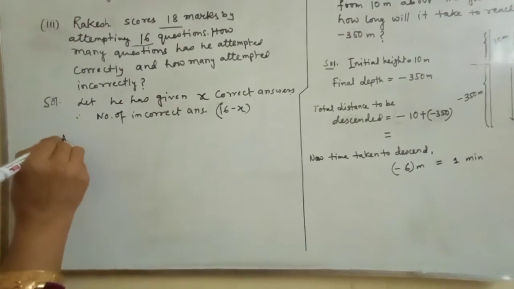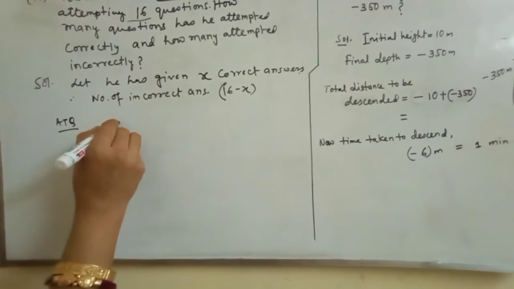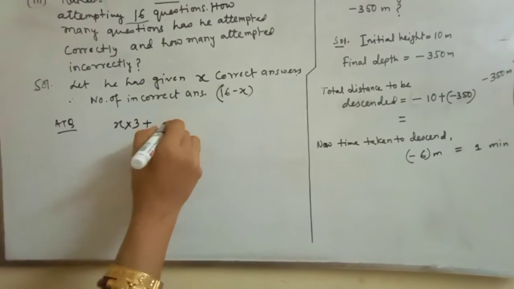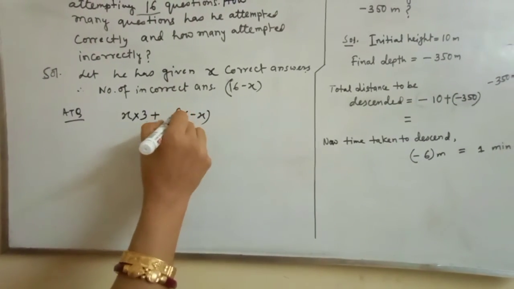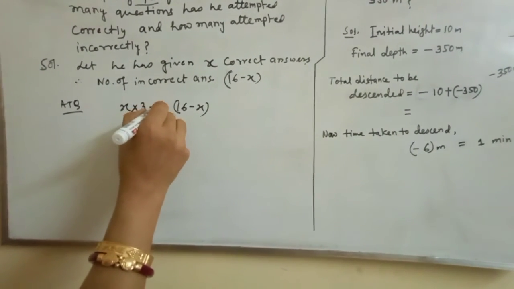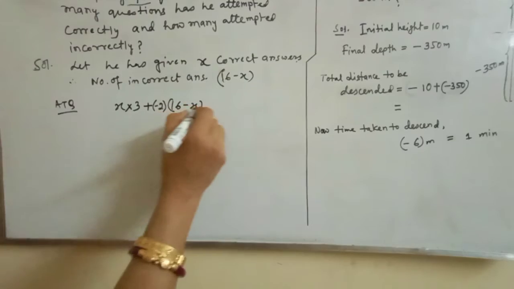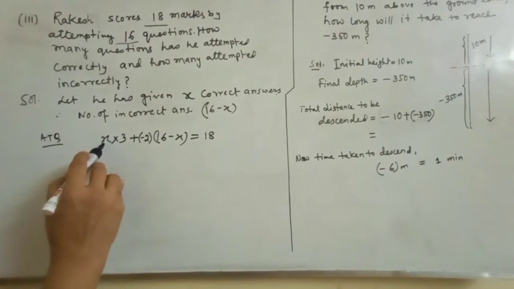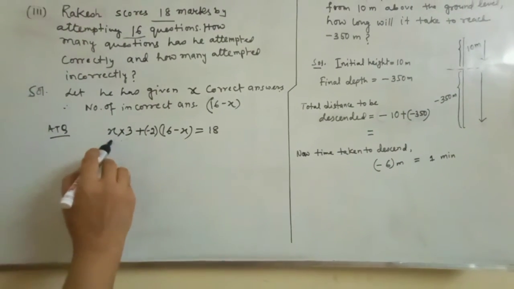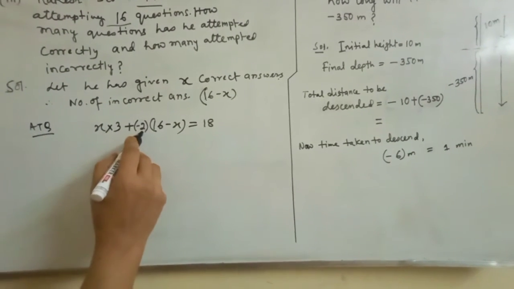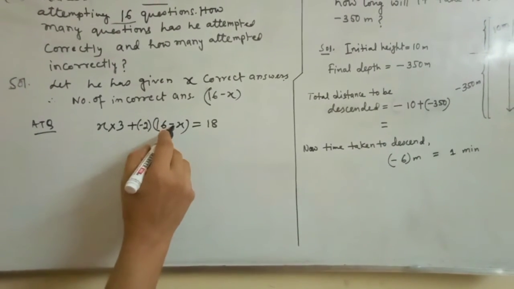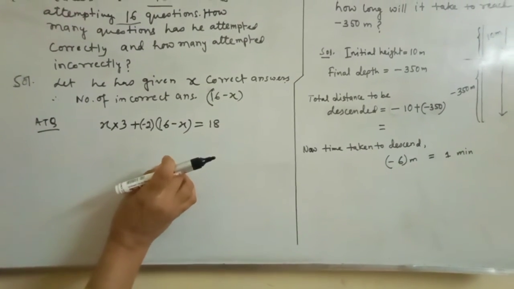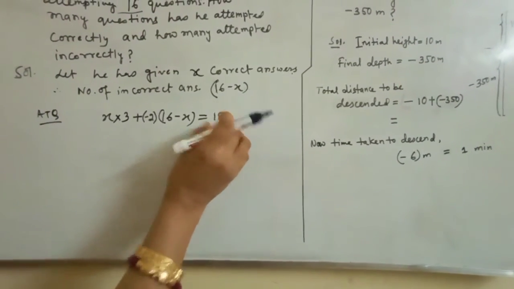So according to the question, can I write X into 3 for correct answers, and 16 minus X into minus 2, and the total marks is 18? Understood? For X correct answers, the total marks is 3 into X, or X into 3, and for the 16 minus X incorrect answers, if I multiply by minus 2, I will get the total marks obtained for incorrect answers. As the total marks is 18, we have written 18.